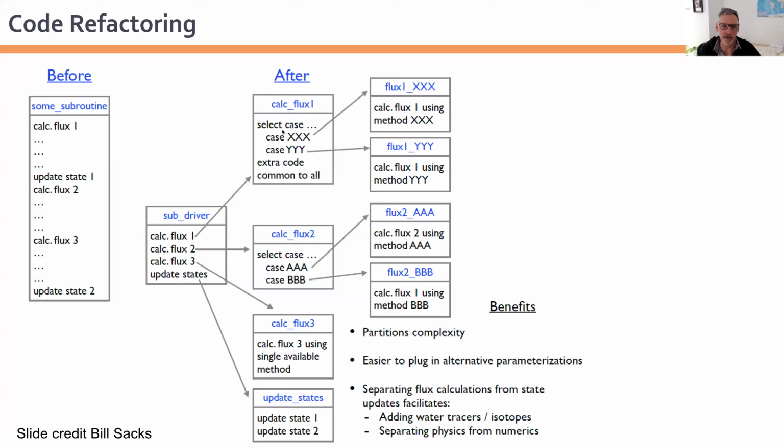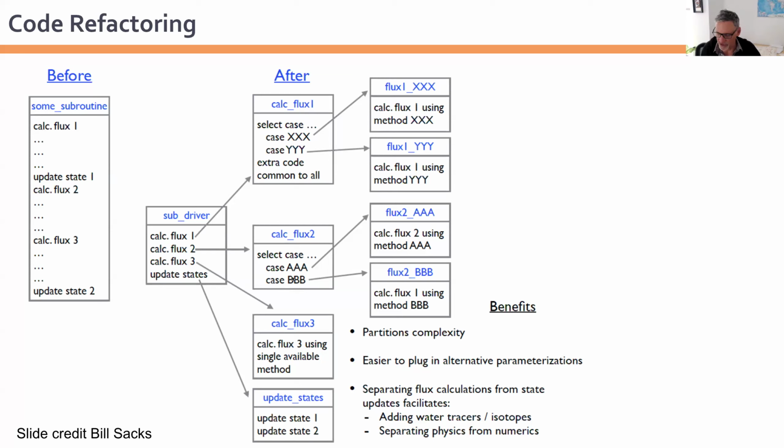And so then we also have the capability to select different options for different flux calculations: different options for flux 1, different options for flux 2, and maybe this could become a machine learning based option, and it becomes fairly straightforward to plug in when the framework is built like this.